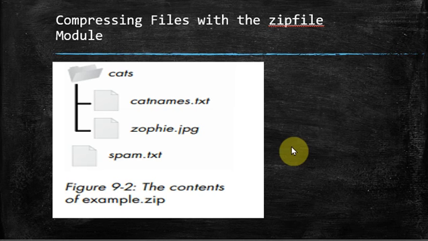Starting the introduction part of compressing files with the zipfile module, why are we going to compress? The main purpose of compressing is that you want to reduce the file so that you can transfer it over the internet. It is like packaging several files into one. That file you can call an archive or archive file, which can be attached to the email. This is just an example given in your textbook, that is example.zip. In example.zip, what you have is the folder cats, under which you have the files catname.txt, zophie.jpg, and a file spam.txt.